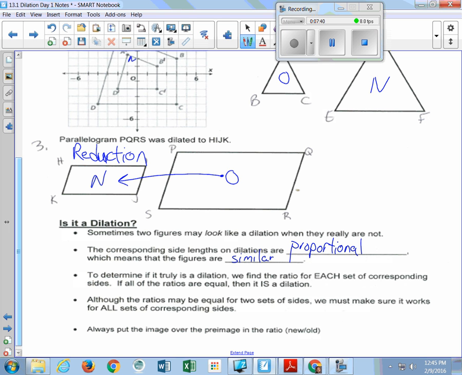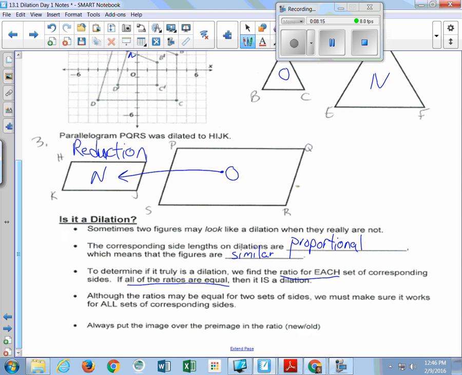Okay, so we find the ratio for each set of corresponding sides, and all of the ratios are equal. They all have to be equal. So if it has a triangle, that's three ratios. They all three must be equal. If it's an octagon, that's 8. They must all be equal. Although the ratios may be equal for two sets of sides, we must make sure it works for all sets of corresponding sides.